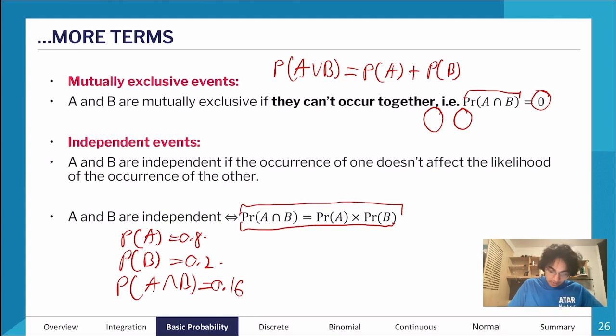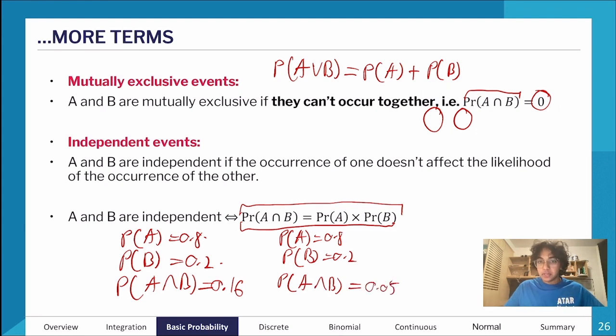But sometimes you can have a case where A is 0.8 again, B is also 0.2, but their intersection might be 0.05. Obviously, in this case, when you multiply 0.8 by 0.2, you don't get 0.05. So in the second case here, they are dependent events. Okay, cool.